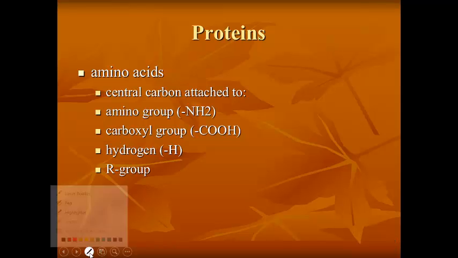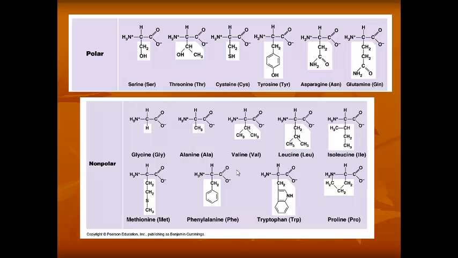Welcome to AP Biology. This video is on proteins and nucleic acids. The monomer of a protein is called an amino acid. All amino acids have a very similar structure. All amino acids have a central carbon.